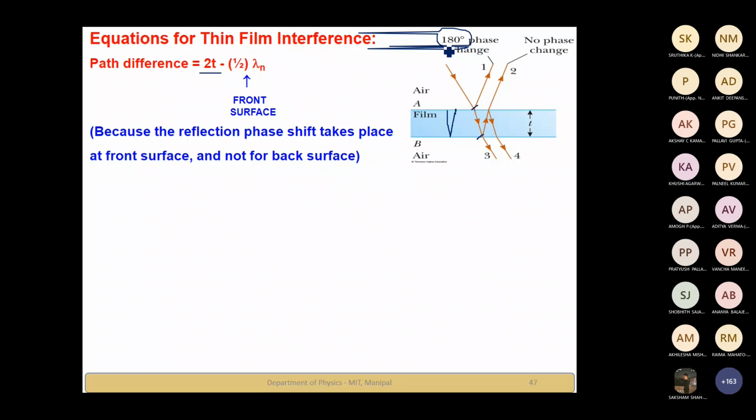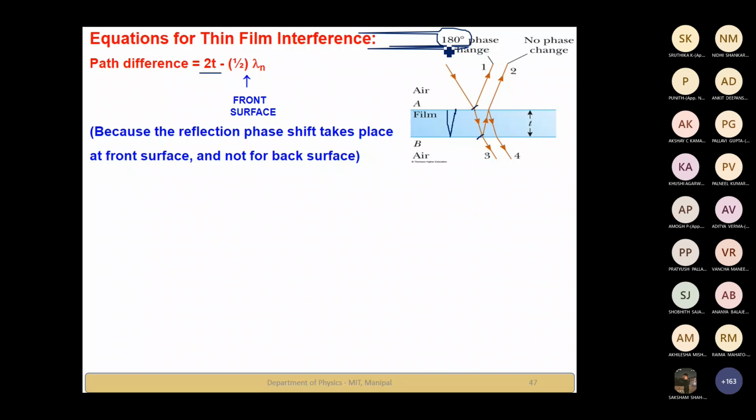So in this case, we have considered 2T minus lambda n by 2. In case these two waves are undergoing constructive interference, we know that 2T minus lambda n by 2 is equal to m lambda n. Since we know that lambda n is equal to lambda by n, we can write 2nt is equal to (m plus half) lambda as the expression in this case.